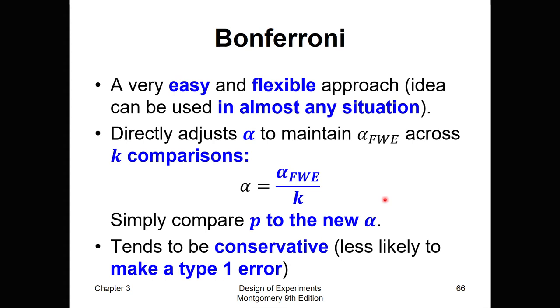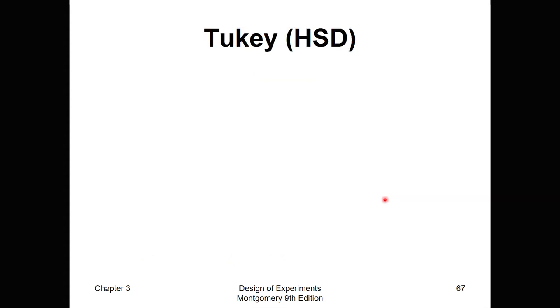And it sounds good that it's less likely to make a type 1 error. You have to realize that being less likely to make a type 1 error comes at a cost. And when you're less likely to make a type 1 error, you're more likely to make a type 2 error. Or said another way, when you're less likely to make a type 1 error, you're more likely to miss a real effect. So something was really going on and you missed it, and that's the problem with approaches that are too conservative.